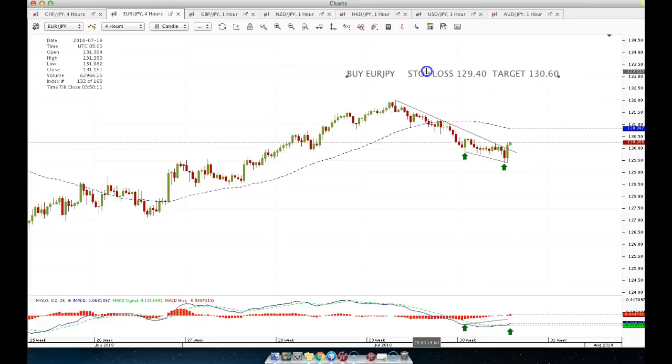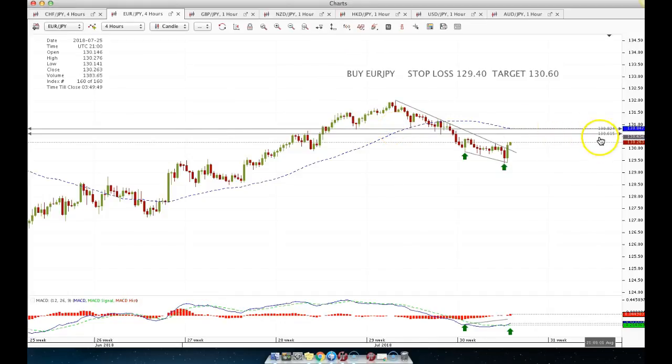So this trade, the stop loss is 129.40, which is the support level. And the first target is 130.60 area. And the second target is, if it breaks that level of support or resistance, it should go all the way up to 130.80. Okay, so that's how to qualify divergence.